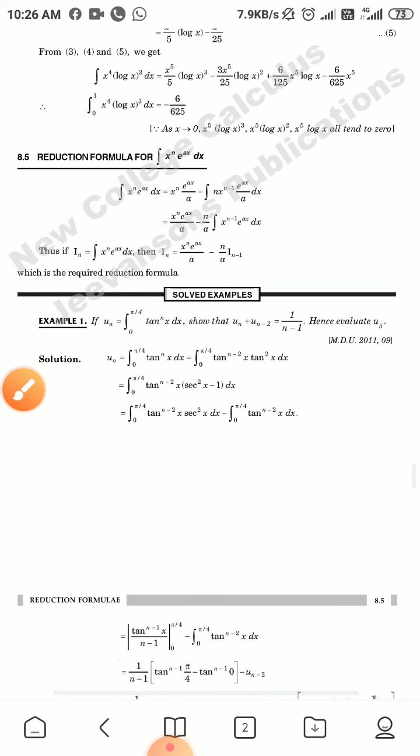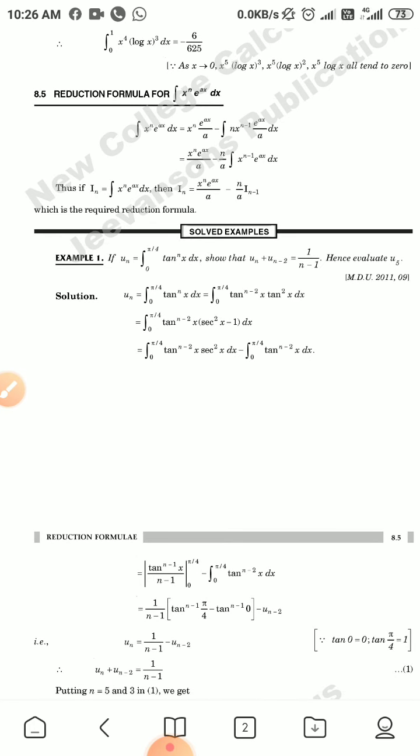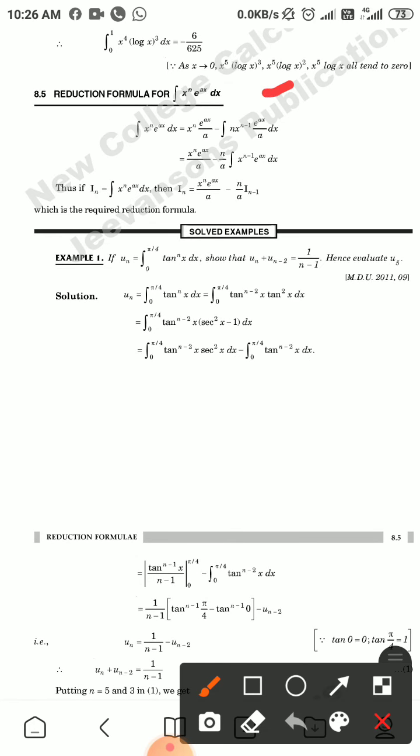Now the reduction formula for x raised to power n e raised to power ax dx. Integration x raised to power n e raised to power ax dx is equal to, by integrating by parts, assuming x raised to power n as first function, e raised to power ax as second function: first function as it is, second integral as e raised to power ax divided by a, minus first derivative, power decreased by 1, n into x raised to power n minus 1 into e raised to power ax by a dx.